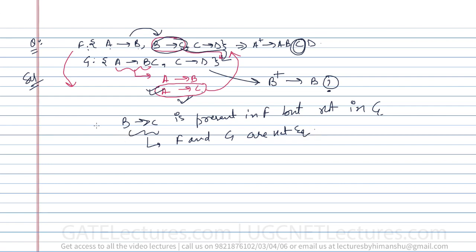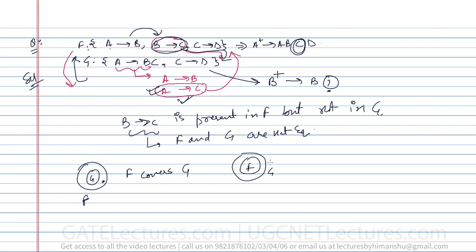Okay, right? If F and G are not equivalent, can you say that F covers G? You can see everything which is present in G is also present in F, but in F there's something extra which is also present. Therefore I can say F covers G. But can you say G covers F?